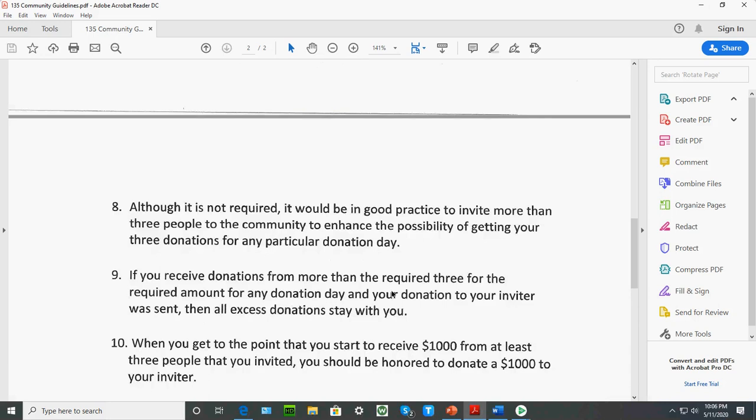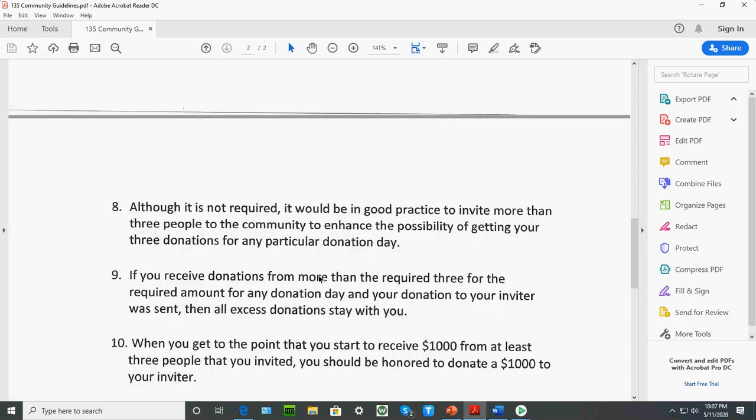If you receive donations from more than the required 3 for the required amount for any donation day, and your donation to your inviter was sent, then all excess donations stay with you. So in other words, if you got 5 people that donated to you the same amount of money on a donation day, the only thing you're required to do is to send the donation that's required to your inviter based off of the 3 people that donated. Anything after the 3 people, those donations stay with you.